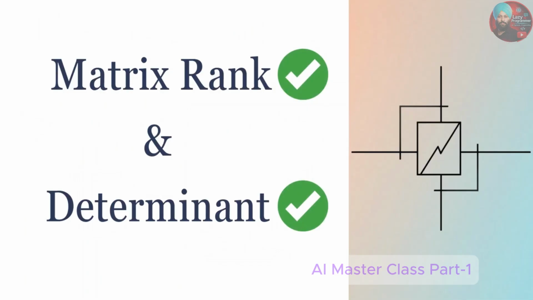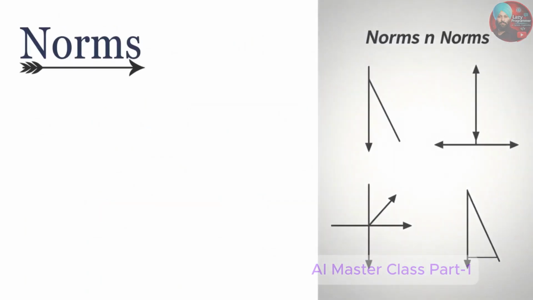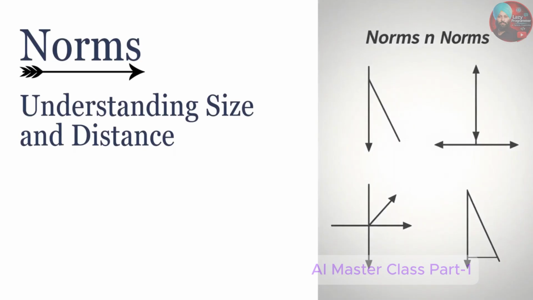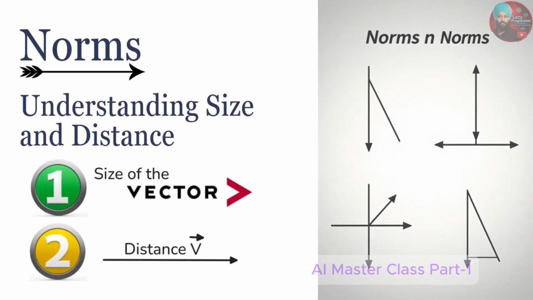Now let us move to something extremely practical and used everywhere, which is norms and distance measures. A norm is simply a way to measure the size of a vector, or we can say the distance between two points in the data space. We have different norms, and different norms measure this size or distance in different ways.